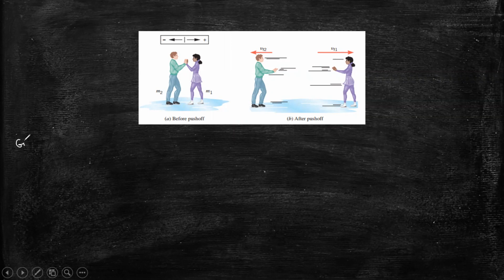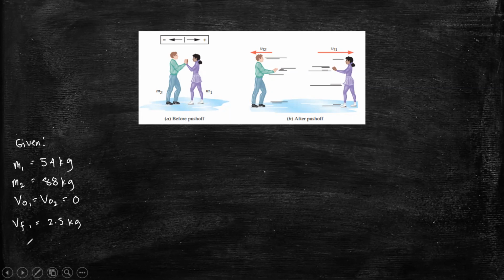So our given: we have mass 1 of 54 kilograms, which is the mass of the girl, and the mass of the boy is 88 kilograms. They started at rest. Therefore, the initial velocity 1 and initial velocity 2 are equal to 0. And the final velocity of the girl is equal to 2.5 meters per second after they push each other. So we're looking for the recoil velocity of the man, or the final velocity of the man after they push up against each other.